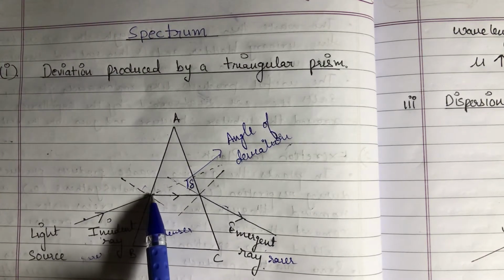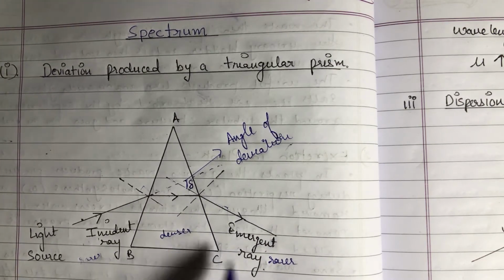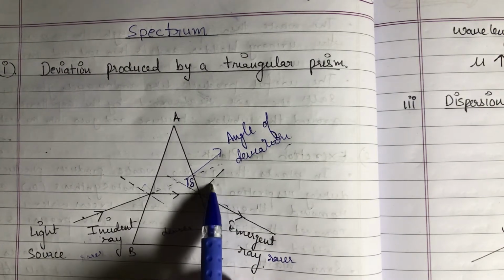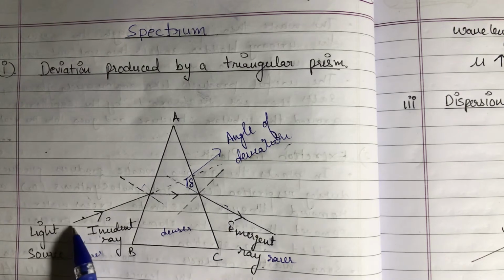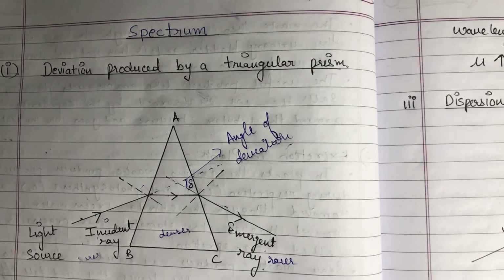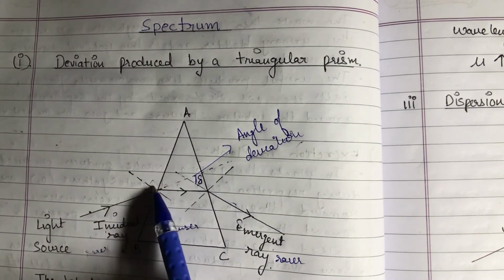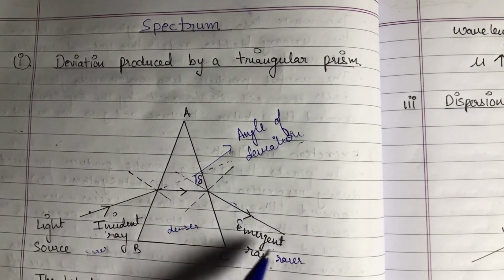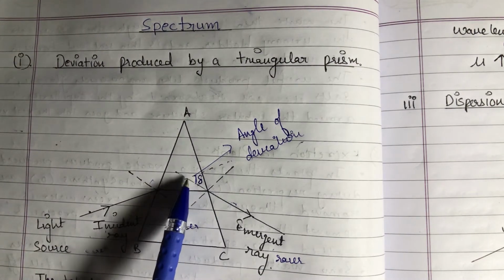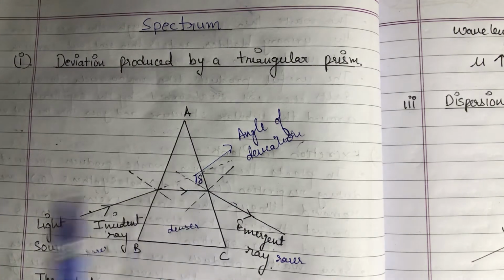Now this is our refracted ray. When the refracted ray travels from a denser medium to a rarer medium, it bends away from the normal. You can see this is our incident ray, this is our refracted ray, and this will be our emergent ray. When we produce the incident ray forward, you can see the dotted line, and when we produce the emergent ray backward, they meet at this point. This angle is known as the angle of deviation. It is denoted by delta.